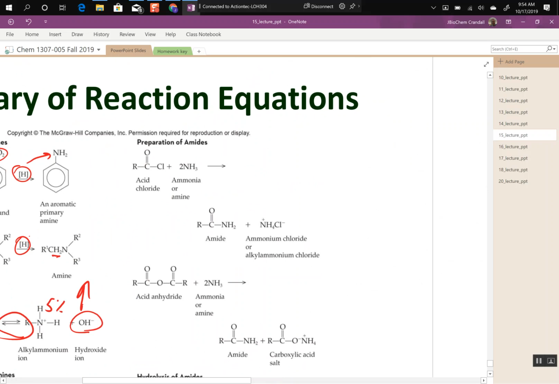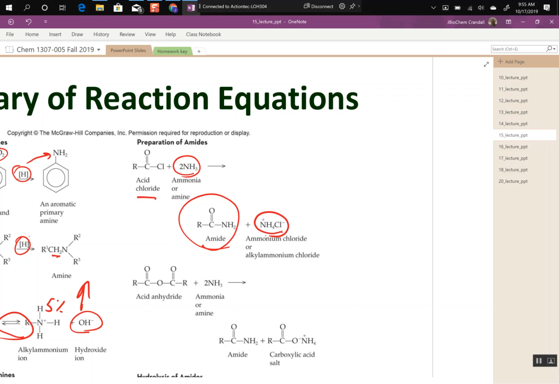Preparation of amides. So the formation of these amides is going to be accomplished by taking an acid chloride and ammonia or an amine, reacting them together, and that's how you're going to form your amide. And how many moles of amine or ammonia do I need? 2. Because one's going to act as an acid, the other one's going to act as a base. Whichever one gave away a hydrogen is going to become part of the amide. The one that accepted the hydrogen is going to become an ammonium positively charged ion, and you're going to form an ammonium chloride or an ammonium salt.